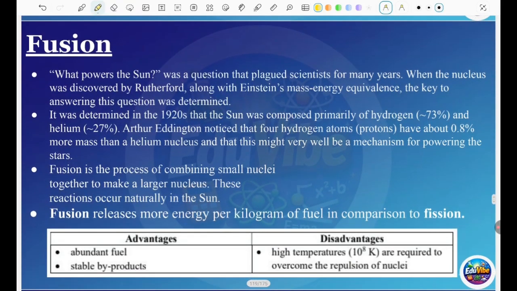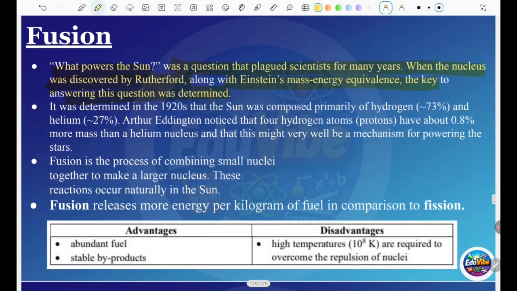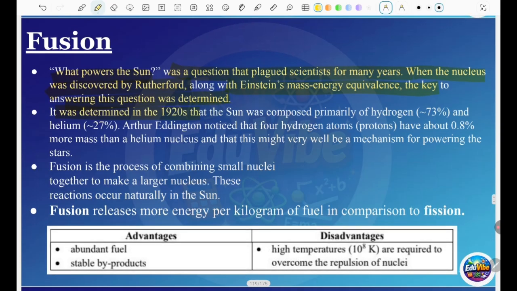Now we have fusion. So in fusion, what powers the sun? This was a question scientists asked for many years. When the nucleus was discovered by Rutherford, along with the scientists' mass-energy equivalence, the key to answering this question was determined. It was determined in the 1920s that the sun was composed primarily of hydrogen, approximately 73%, and helium, 27%. Then scientists noticed that four hydrogen atoms, or protons, have about 0.8% more mass than a helium nucleus, and thus this might be a very good mechanism for powering the stars.